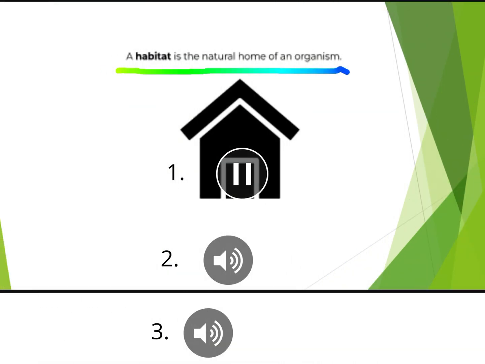So, class, what is a habitat? A habitat is a natural home of an organism. So now, can you think of different habitats, please? Yes. I could be thinking of a woodland because that's a natural home. Great job! Can you think of another one now?